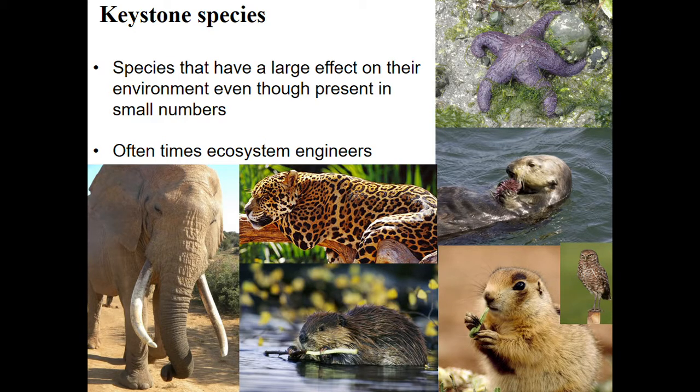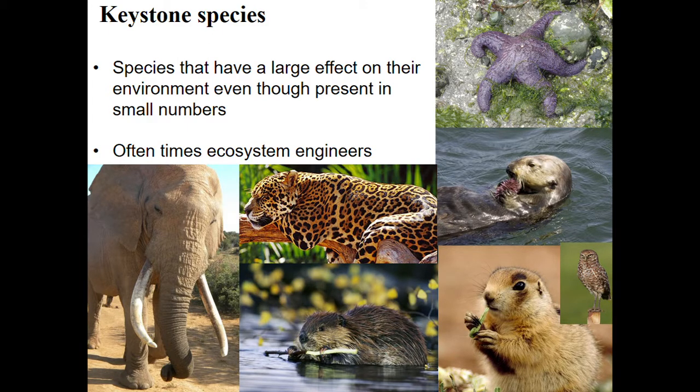Sea stars, when sea stars are taken out, mussels overwhelm other species and take them out without being preyed upon by sea stars. So the mussels will overwhelm other species because sea stars aren't there to eat the mussels and control them. So without being preyed upon by sea stars, mussels will get out of control.